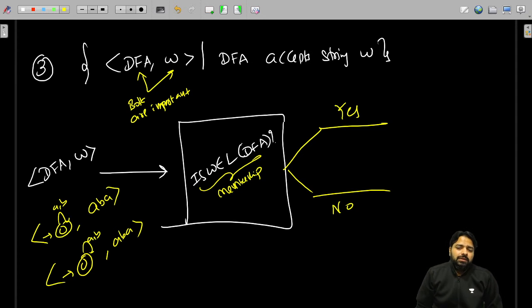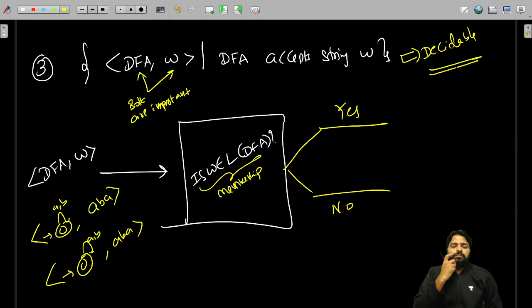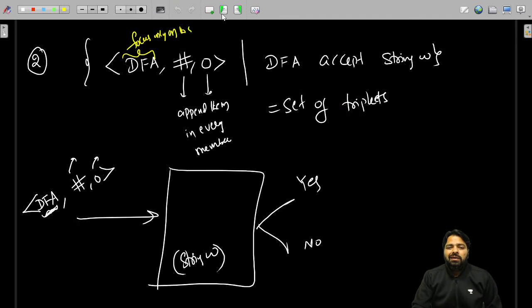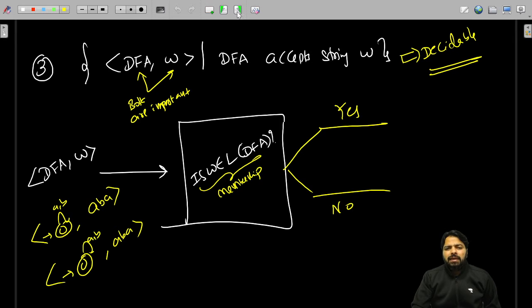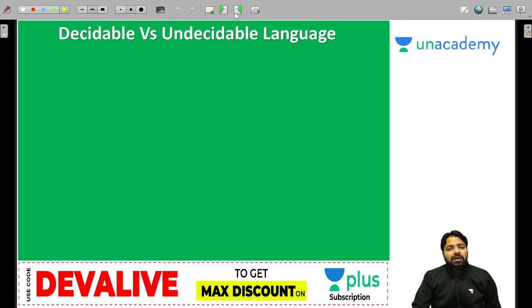Okay, fine. This problem is also decidable, guys. I can use the membership. Understand, this is not about whether the language is regular or not. It's about whether every member is a triplet or pair or DFA. It depends on your representation. Everybody, this is about decidability or undecidability. Even if you want an undecidable one, I can give you one example now.